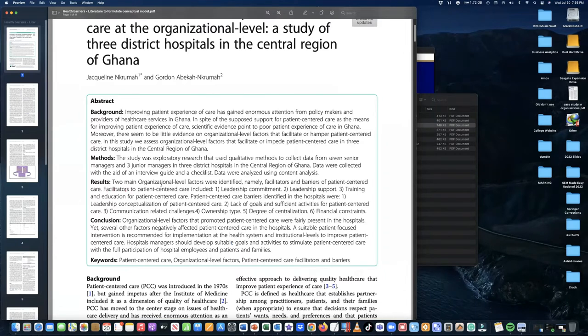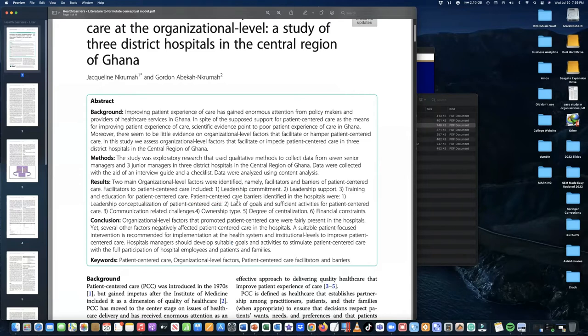Okay, so there are two main organizational factors that were named. Now, this is what we call a force field diagram, the facilitators and the barriers. Zelda, you understand the force field, because your boss likes using that. So, the facilitators are the ones which are for, and the barriers are the ones which are against. For the facilitators, you are seeing leadership commitment, leadership support, training and education for patient-centered care.